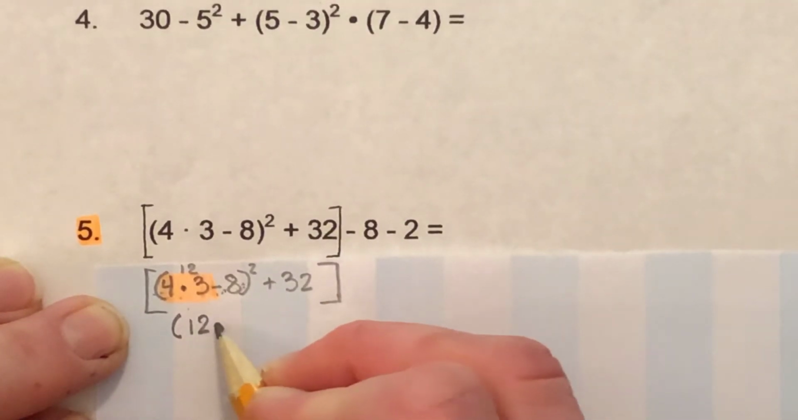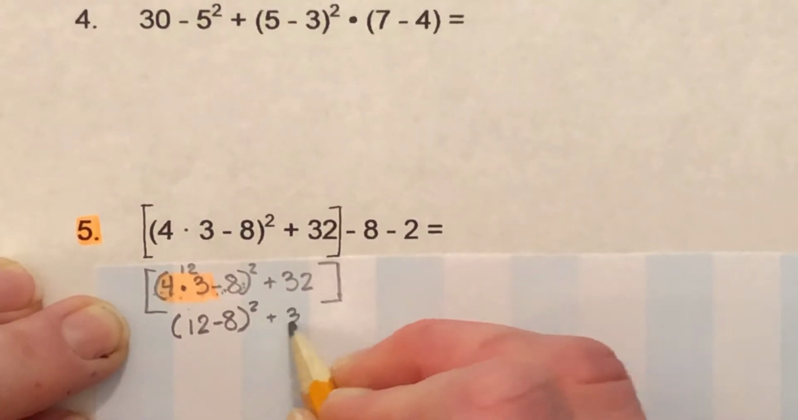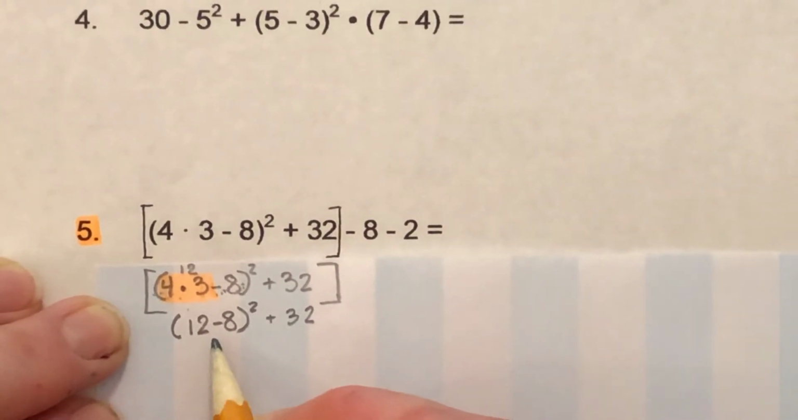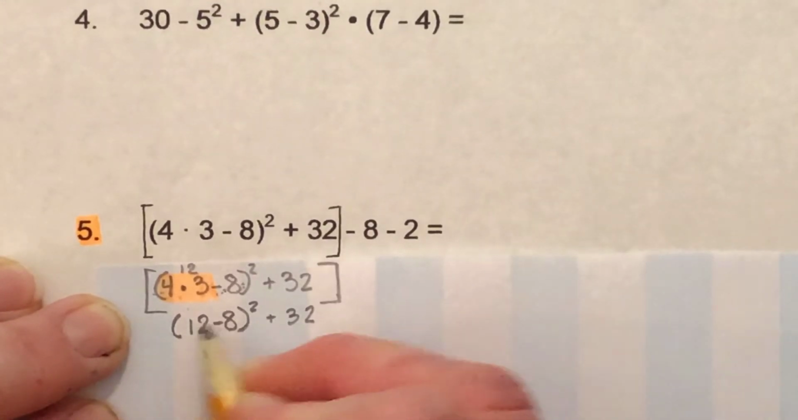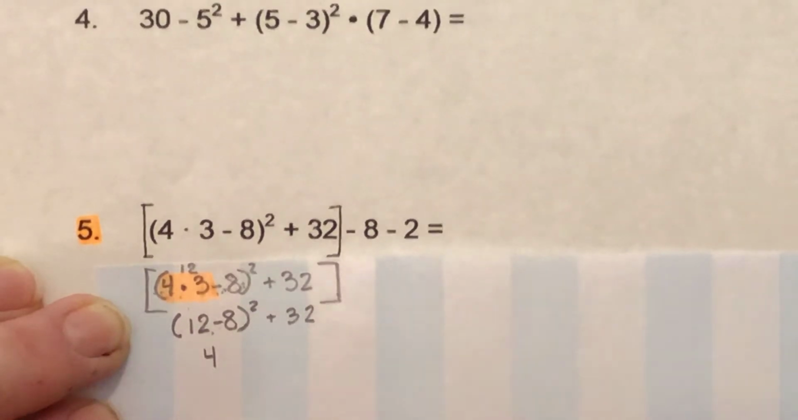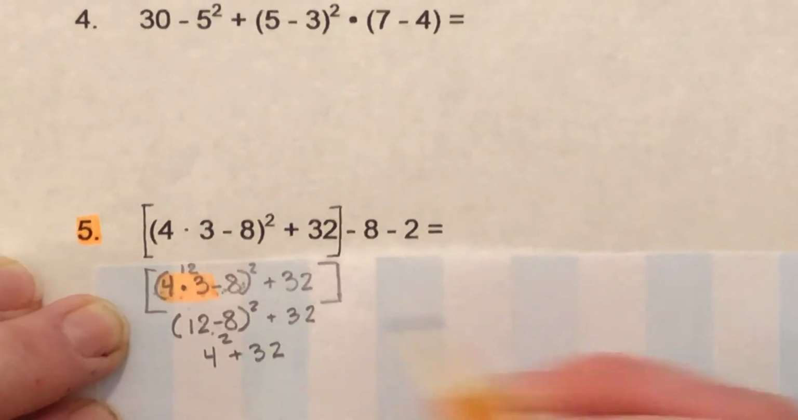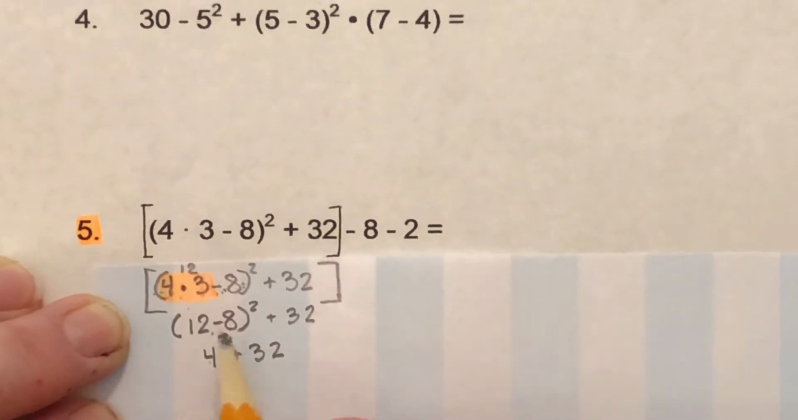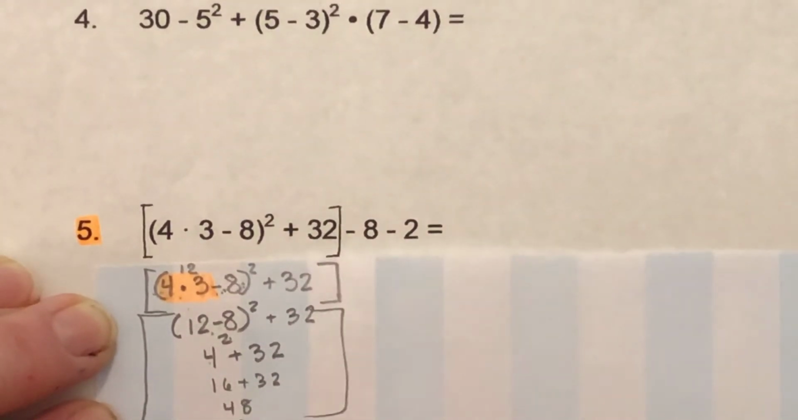So we've got 12 minus 8, this is squared, plus 32. Now I solve the operations inside parentheses. That would be 4. Since I no longer have any operations inside the parentheses, I can get rid of them now. 4 squared plus 32. 4 squared is 16. 16 plus 32 is 48. So this is all my big bracket. The value of the bracket is 48.